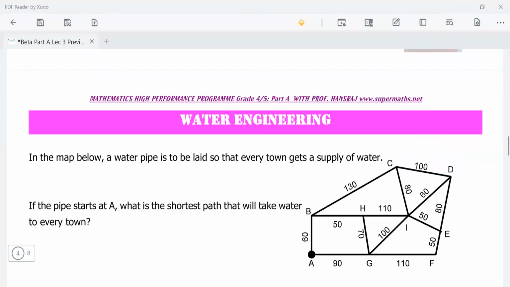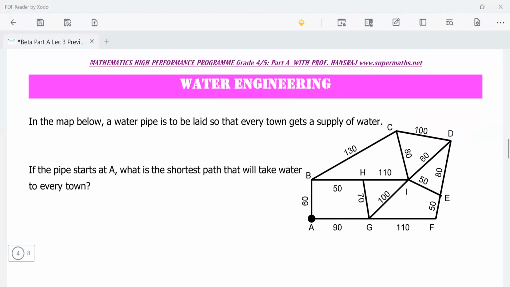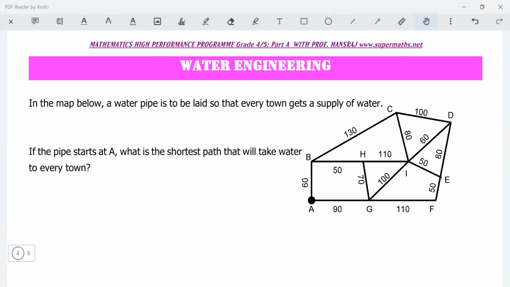The second one is a problem involving water engineering. Again, it's very similar. This time, however, according to the problem, in the map below, a water pipe is to be laid so that every town gets a supply of water. If the pipe starts at A, so there's a pipe starting here, what is the shortest path that will take water to every town?